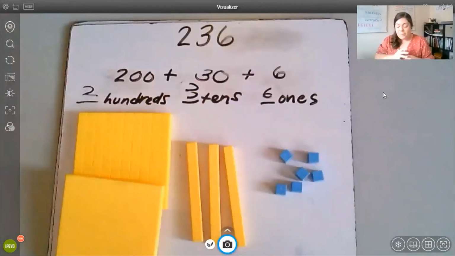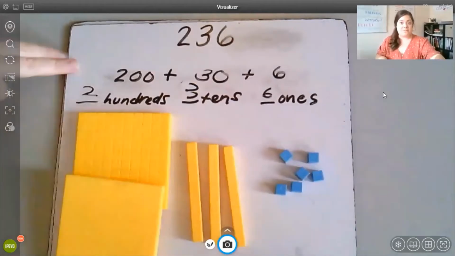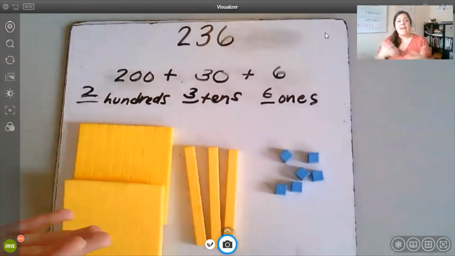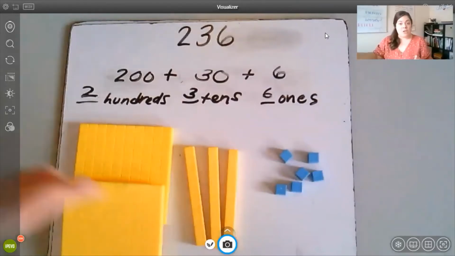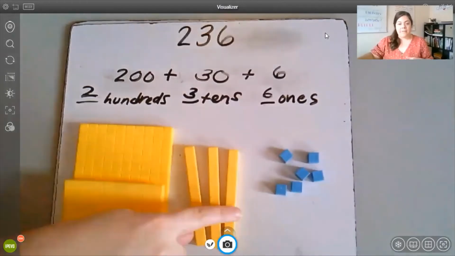Now, I can represent 236 in countless ways, and I'm going to show you one way you can change your representation and check your work. One really easy way to change your representation is to just make a trade. Just like we learned with regrouping, we can make a trade with our place value blocks. Let's take a look at our rod, for example.